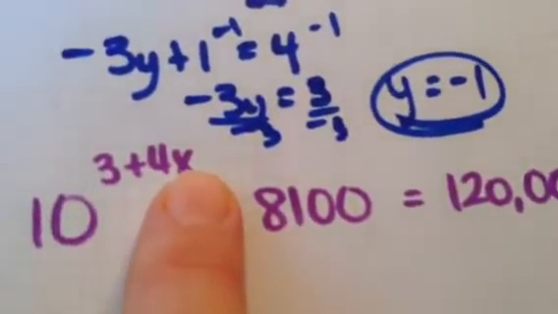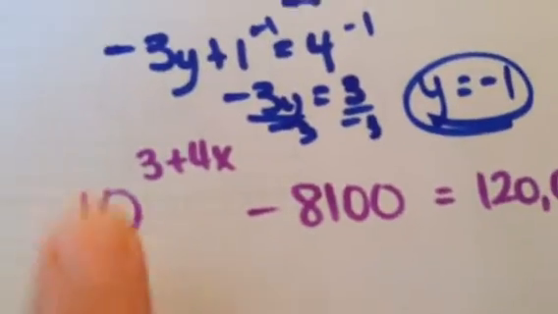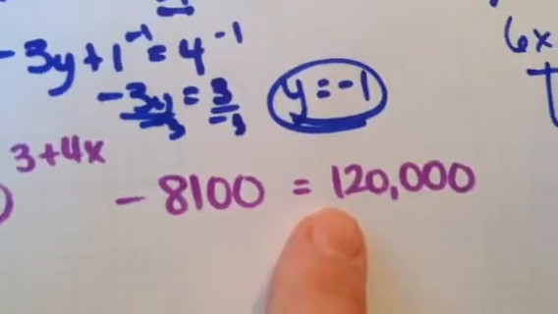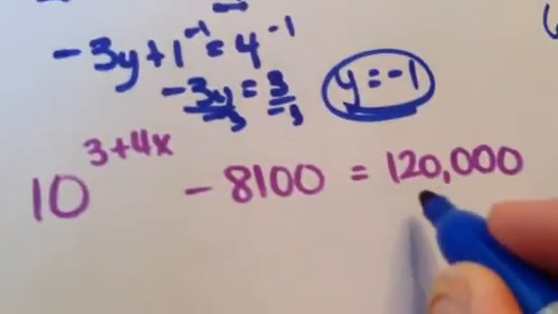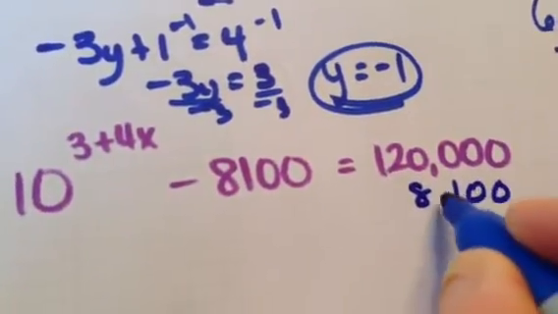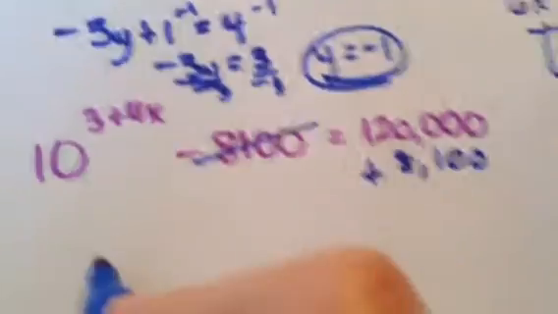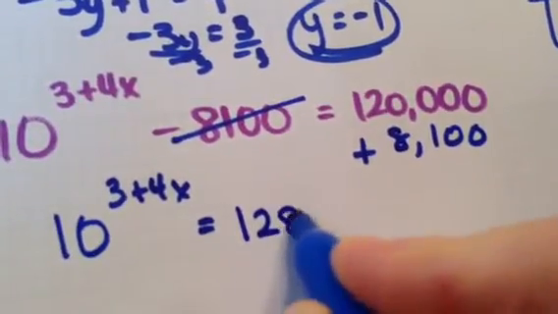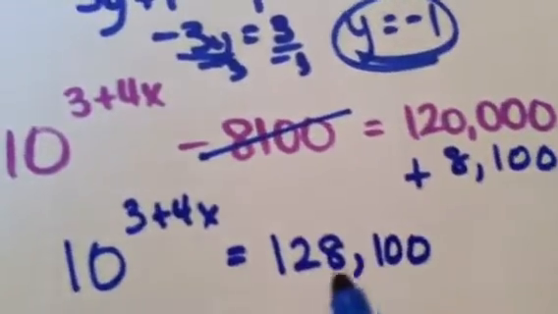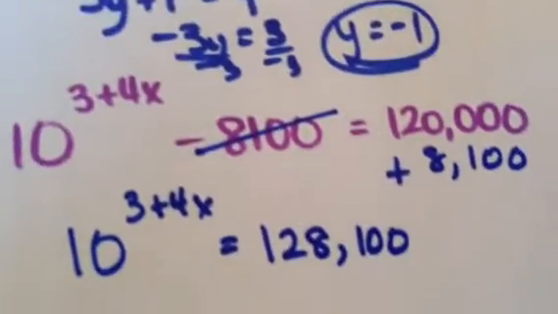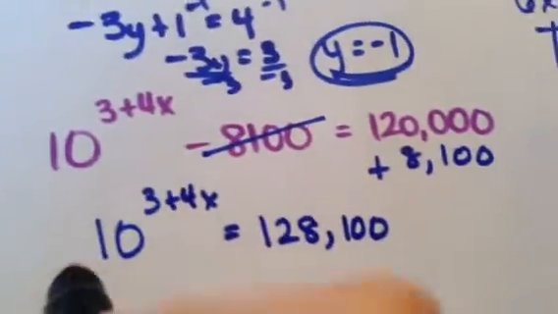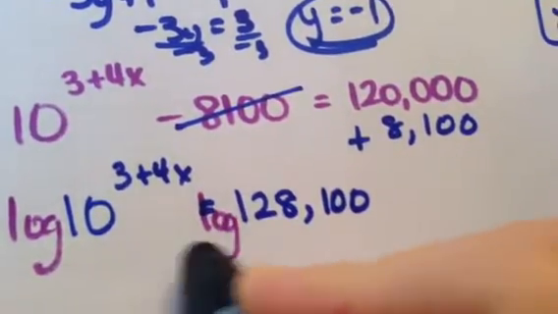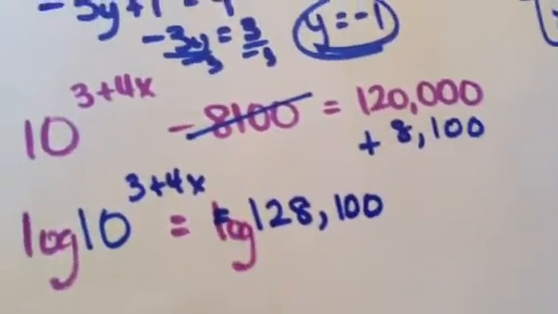Notice there is my variable right up there. And so I need to get this base all by itself. So I'm going to move this to the other side. So I'm going to add 8,100 to both sides. So that's gone. And that's going to give me 128,100. Now to get this out of the exponent, what you do to one side, you have to do to both sides. My base is 10, so definitely I'm going to take the log of both sides. So I'm going to show that right there. I wrote over that equal sign, so I'll throw that in.